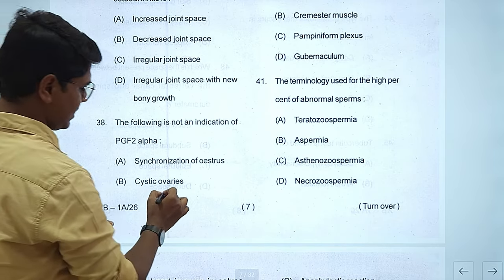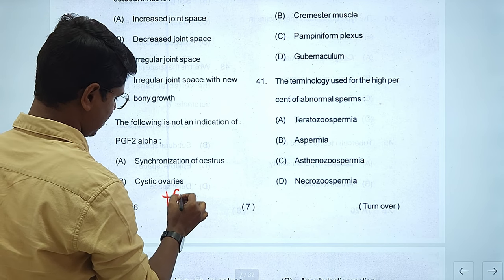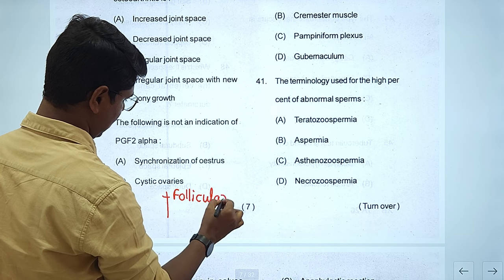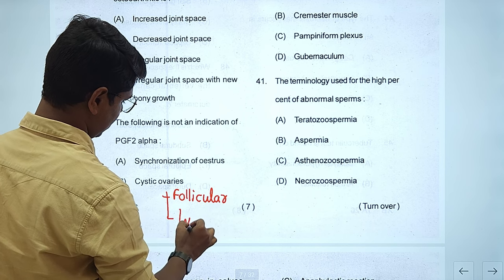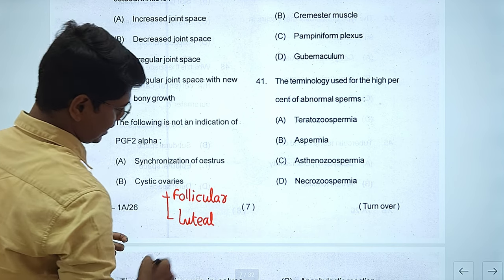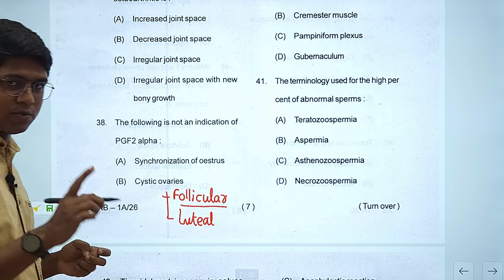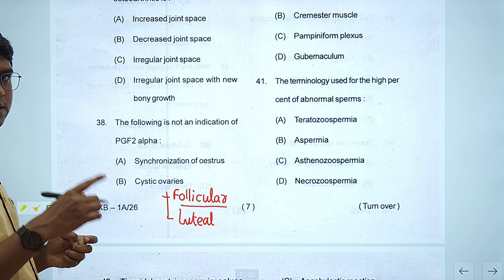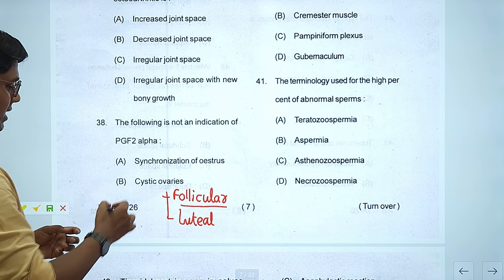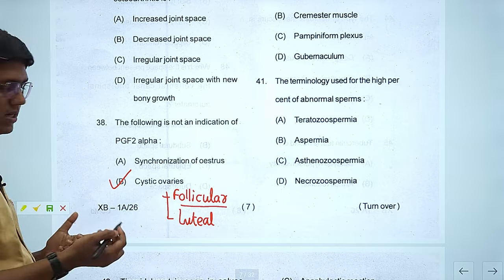But cystic ovaries, it is slightly inaccurate also. Cystic ovaries can be follicular cyst and luteal cyst. In case of luteal cyst, you have to give PGF2 alpha. But in case of follicular cyst, you do not give PGF2 alpha. Instead, GnRH, gonadotropin releasing hormone, is given. So the answer is B, but it is partially correct.